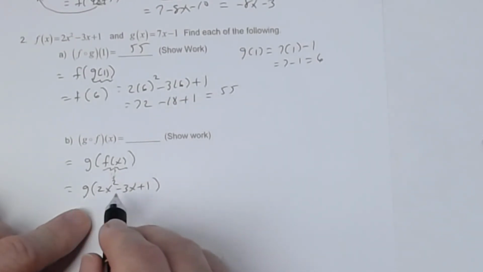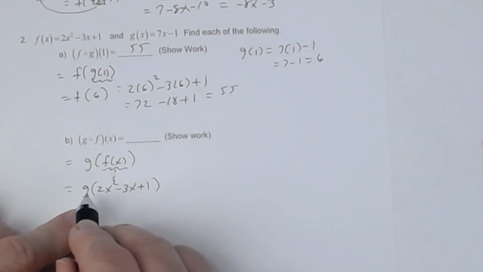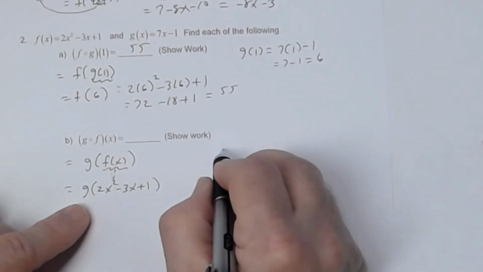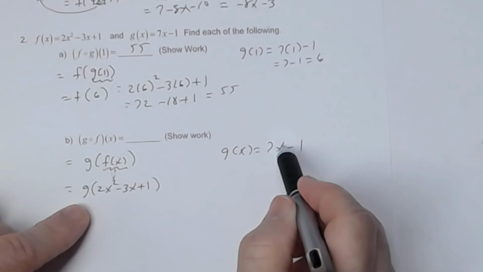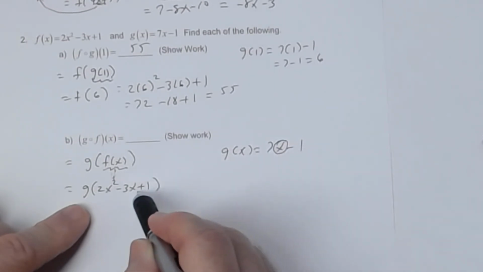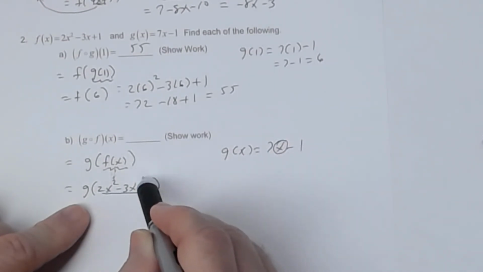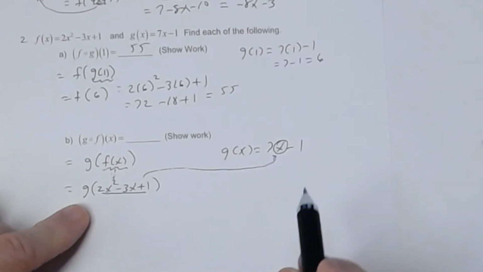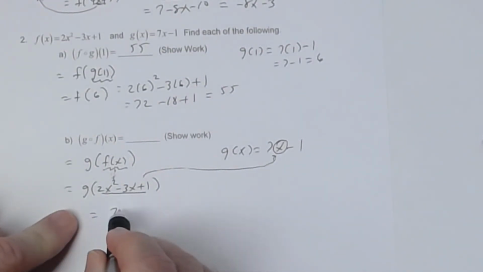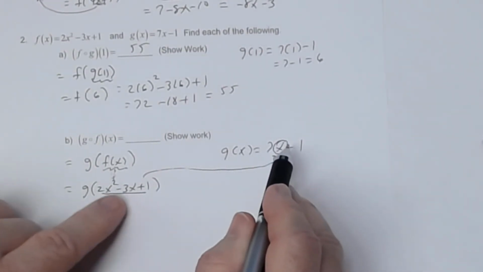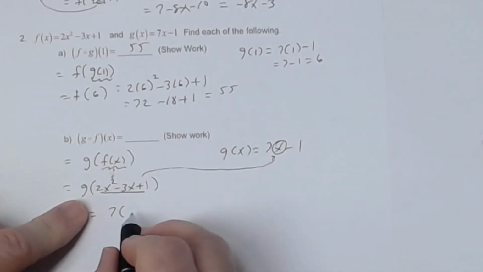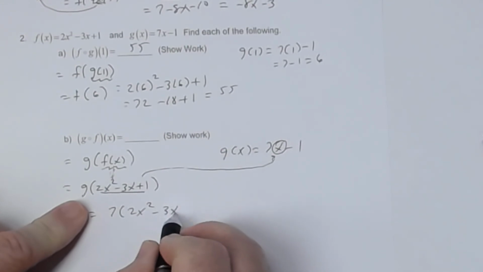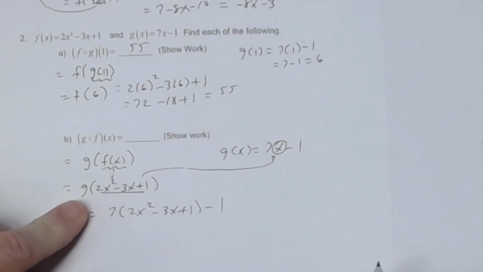We're going to find g of 2x squared minus 3x plus 1 by going to my function g. And here's my function g. Let me go ahead and rewrite it. There's my function g. And wherever we see that variable x here, I'm going to substitute this quadratic expression. So now this becomes 7 times, and in place of this x, I'm going to substitute that trinomial: 2x squared minus 3x plus 1, and then minus 1.